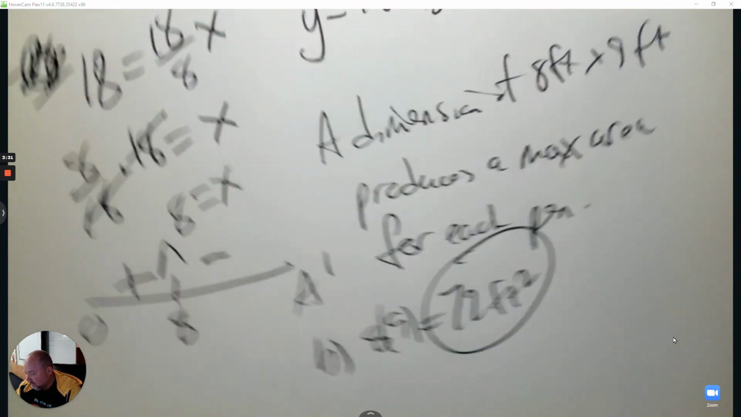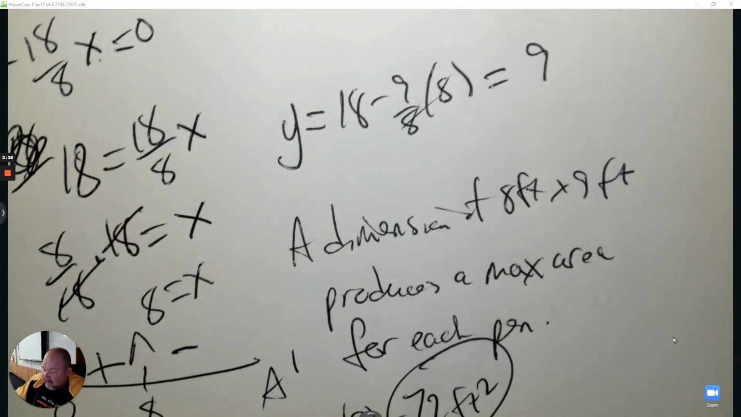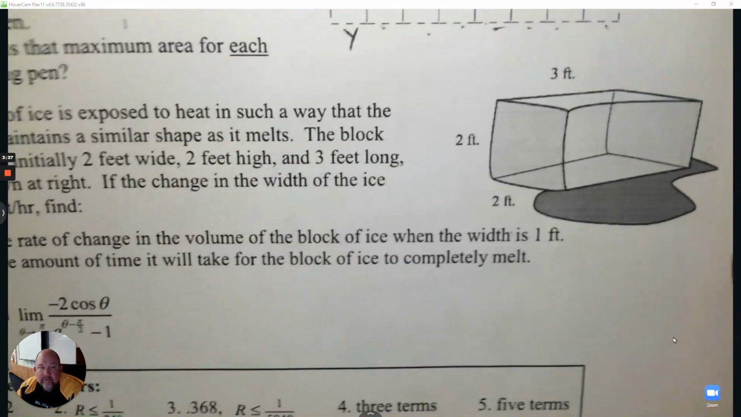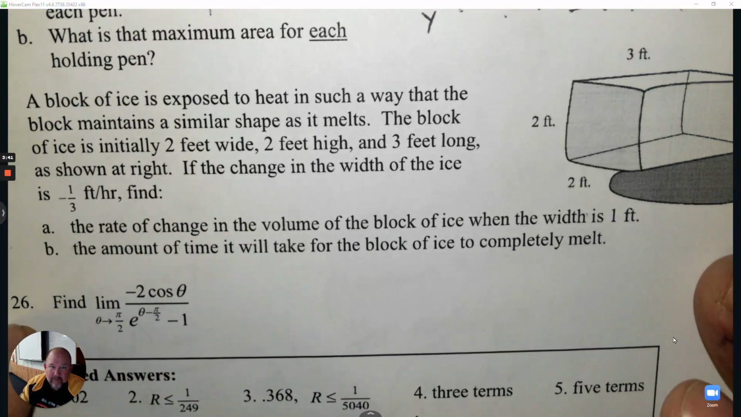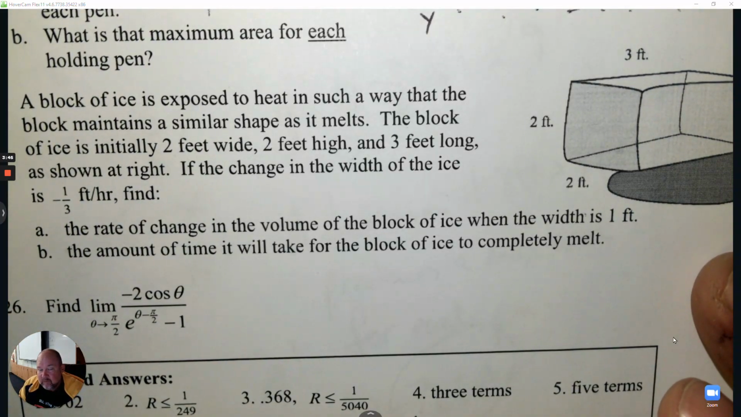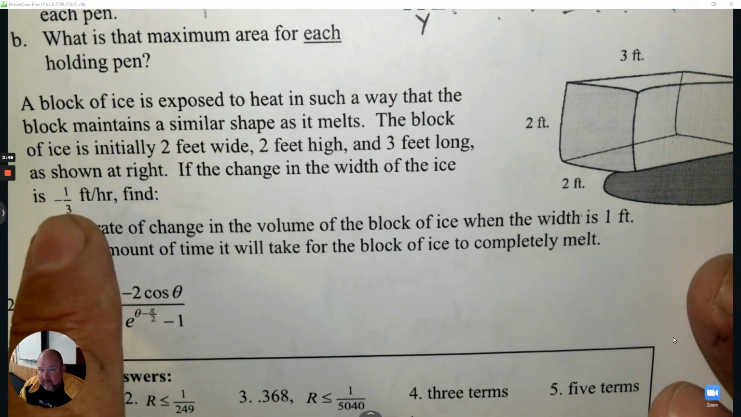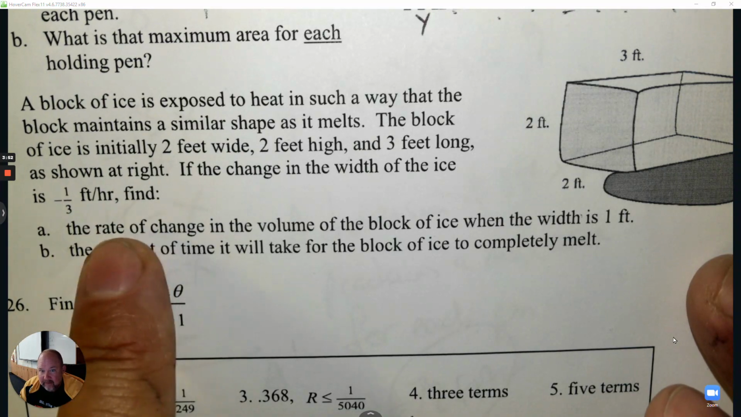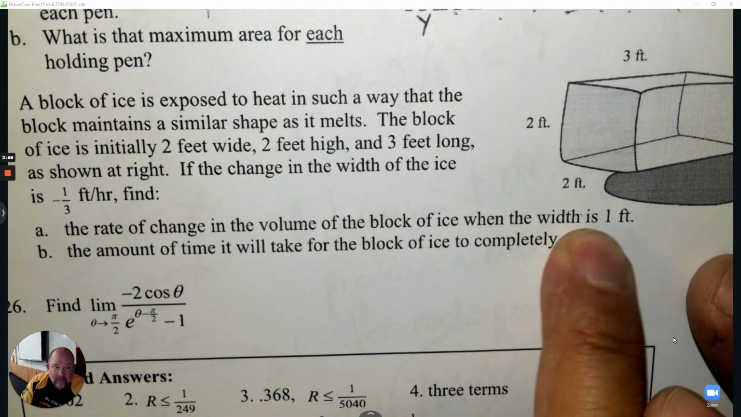All right, 25. You have a block of ice that's melting. It keeps a similar shape as it keeps going, so they're all in ratio to each other as it melts. And it says if the change in the width of the ice is negative 1/3 feet per hour, find the rate of the change in volume of the block of ice when the width is 1 foot.